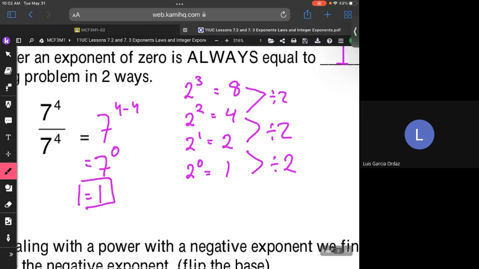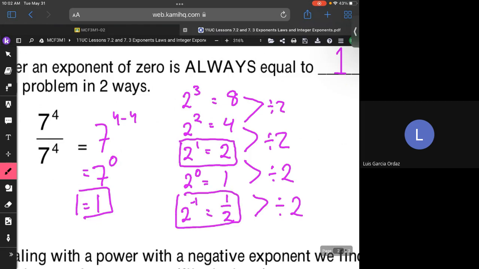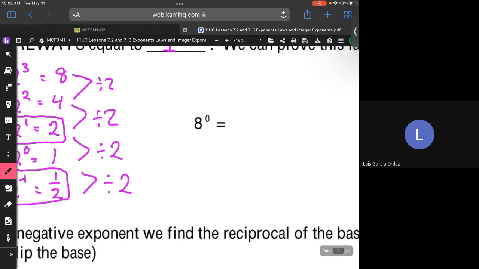And then when we get to the negative exponents, all you're going to be doing is dividing by 2. So 1 divided by 2 is 0.5 or 1 over 2. And as you can see, the positive exponent is just the reciprocal of the negative. So that's an easy way to remember negative exponents. Which means a to the power of 0 is also going to be 1.